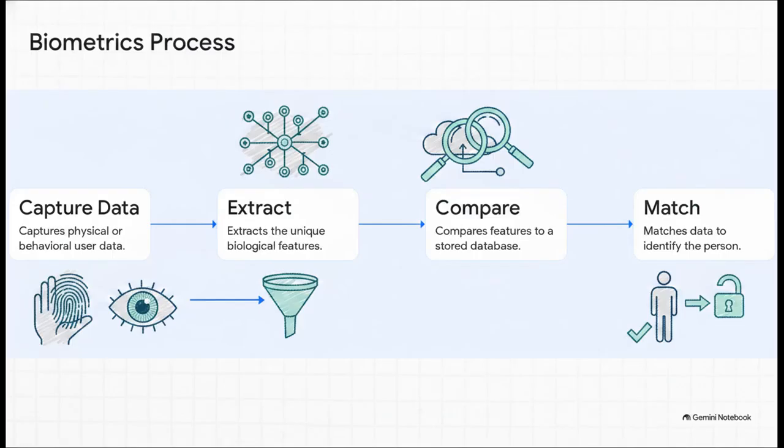Now here is a massive cheat code for your exams. You have to carefully contrast bioinformatics with biometrics. Don't mix them up. While bioinformatics is all about analyzing data for scientific research, biometrics is a security technology used to physically or behaviorally identify a specific human, like scanning a fingerprint or a retina. It follows a simple 4-step process. Capture the data, extract the unique features, compare those to a stored database, and finally, make a match.